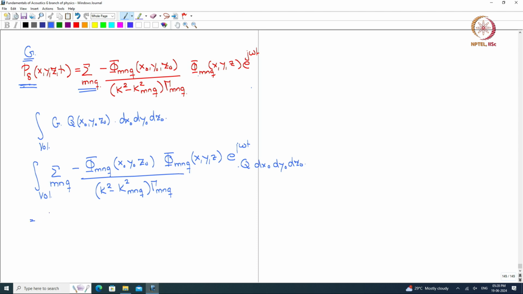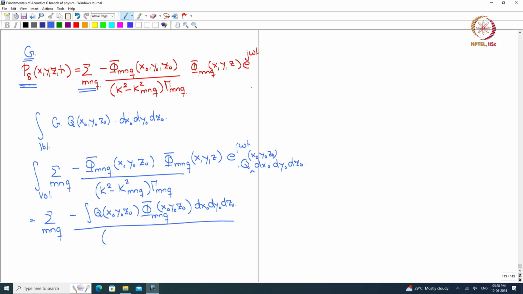In other words, summation over m n q, minus integral q, which is a function of x0 y0 z0, times phi m n q at x0 y0 z0, dx0 dy0 dz0, divided by k square minus k square m n q, gamma m n q, into phi m n q of x comma y comma z e to the power of j omega t.